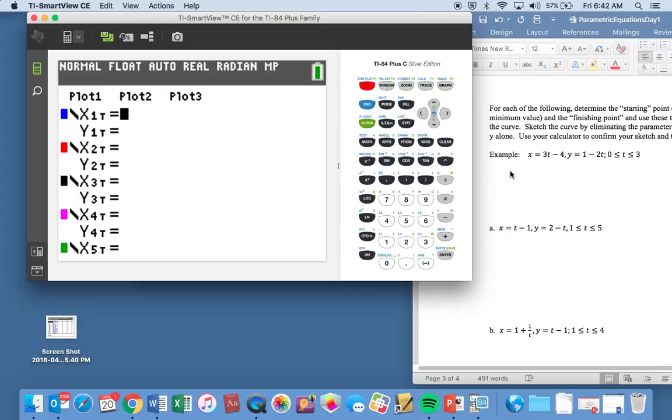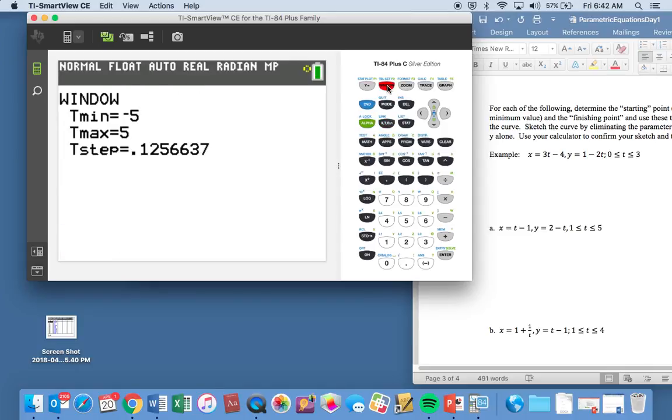So I'm going to graph this example. So we have 3t minus 4. So I'm going to do 3, and when I press the X button, notice this comes out as a t now. So 3t minus 4, and our y is going to be 1 minus 2t. And I am given a restriction on t values. So now I need to go to the window as well.